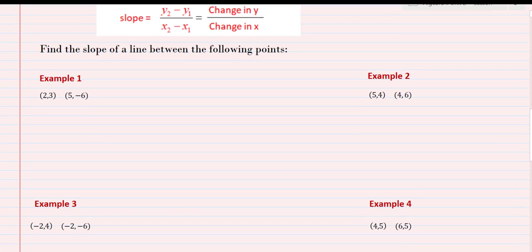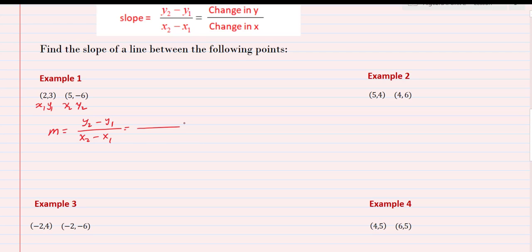Now we have 2 points given to us, and example 1 is the points (2, 3) and (5, -6), and we're going to use the formula to find the slope. So x1, y1, and then we represent x2, y2. This makes it a lot easier when you solve with the slope formula, so make sure you label x1, y1, x2, y2. Then write the formula: y2 minus y1 over x2 minus x1.